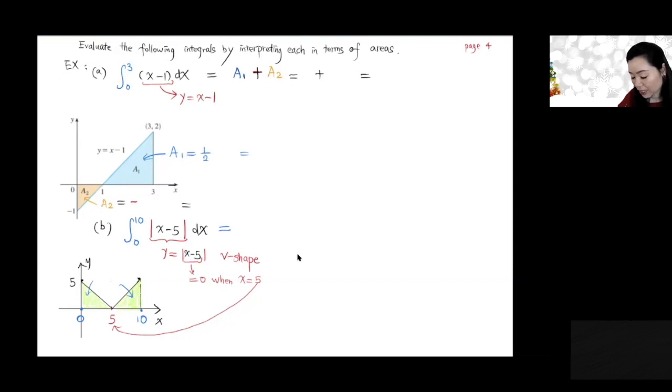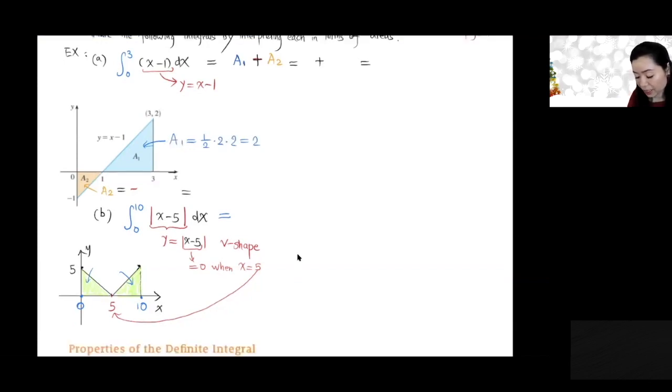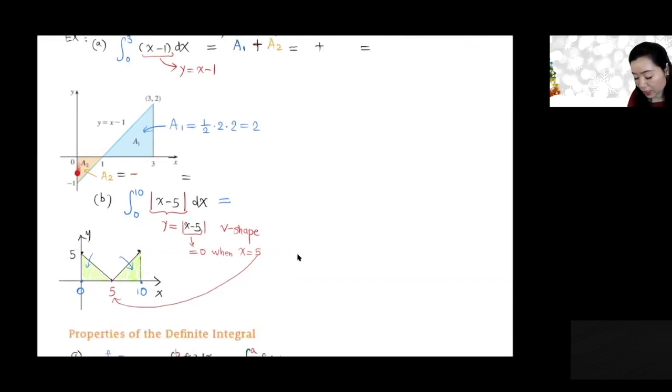2. Yeah, you got it. So 2, and then the height is also 2. So a1 here, it is 2. a2 here, it is a triangle again, okay? But it is negative, below this x-axis, negative. So negative 1/2 times base times height. So that will be negative 1/2.